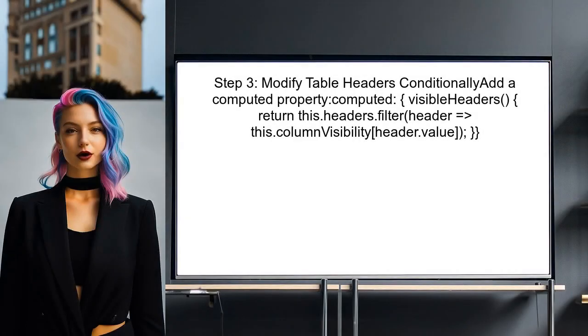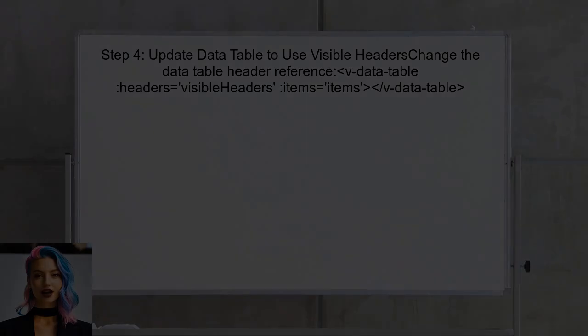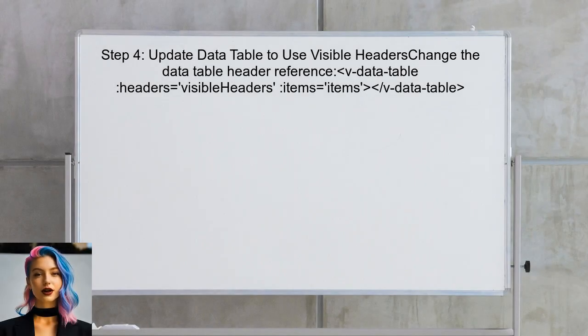Now the user needs to modify the data table headers to conditionally render based on the visibility state. This can be achieved by using a computed property that filters the headers based on the column visibility object. Finally, the user should update the data table to use the computed visible headers instead of the original headers. This will ensure that only the selected columns are displayed in the data table.